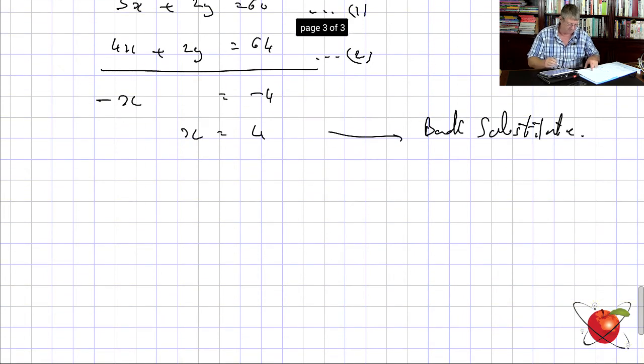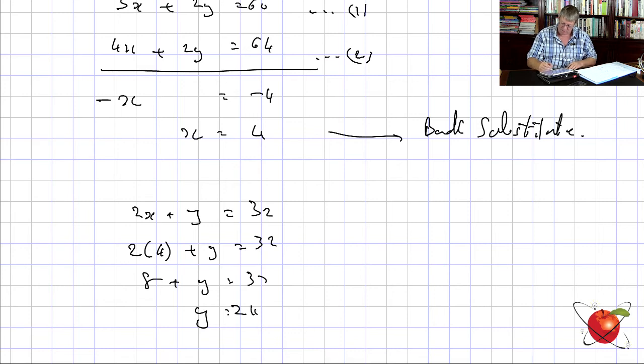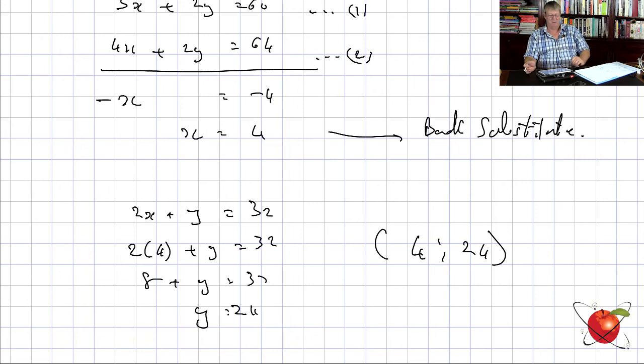You go 2x plus y equals 32. Therefore, 2 times 4 plus y is equal to 32. 8 plus y equals 32. y equals 24. So my coordinates are 4 and 24. That's the point of intersection of those two graphs, right?